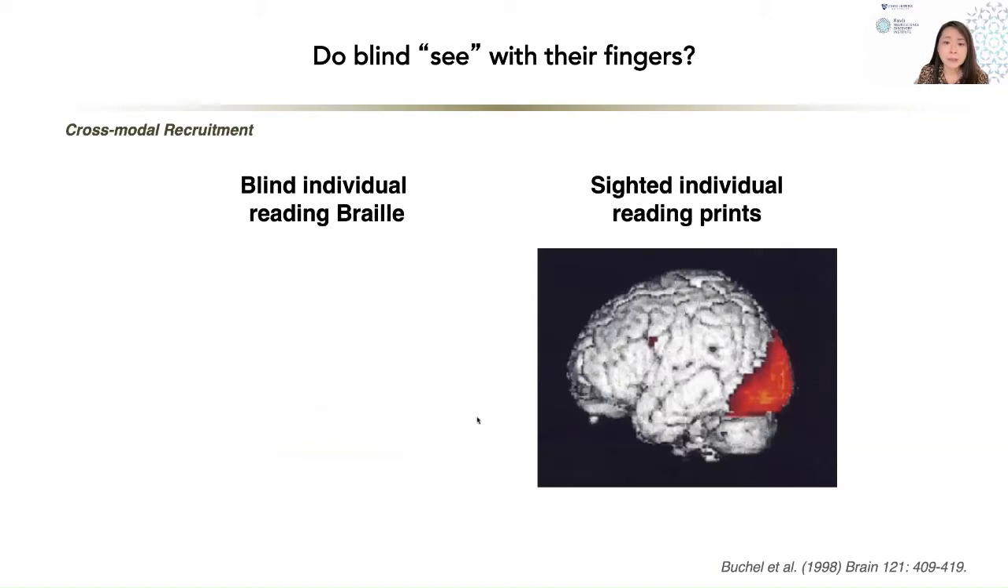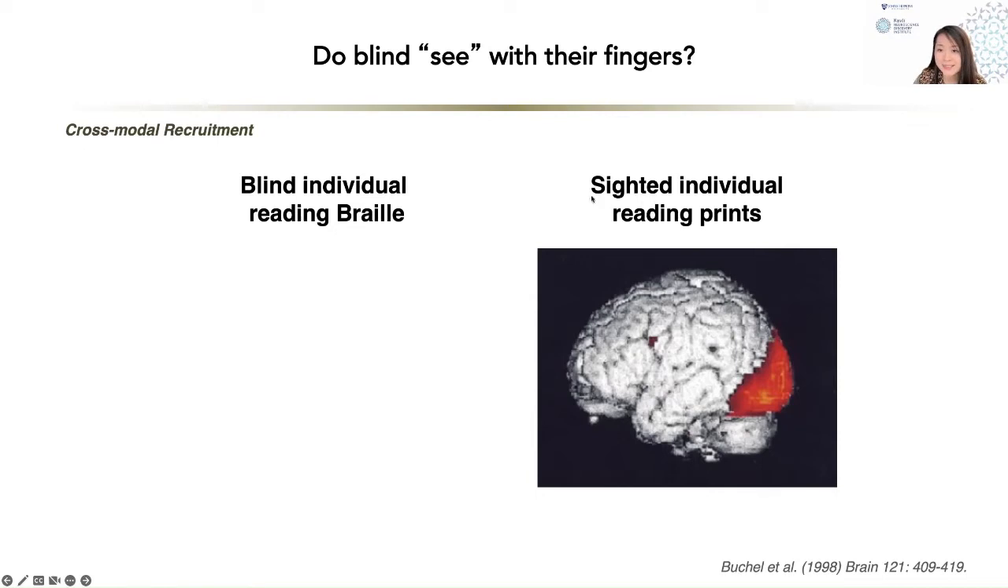So one of the critical things about this cross-modal recruitment was this very intriguing finding early on in the mid-1990s when people started doing functional brain imaging in humans. So this is one of those experiments where they were using PET scans to look at activity in the human brain. So this is sighted people reading print, and this is the area of neural activation that's highlighted in red, which includes the primary visual cortex as well as other visual cortical areas.